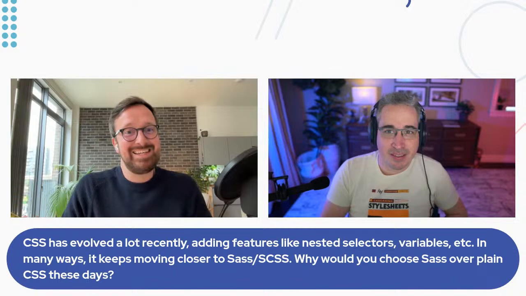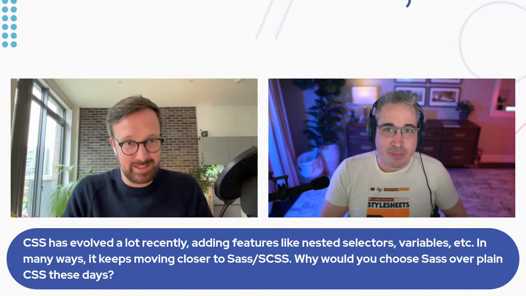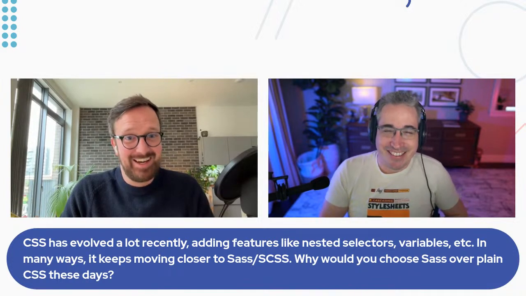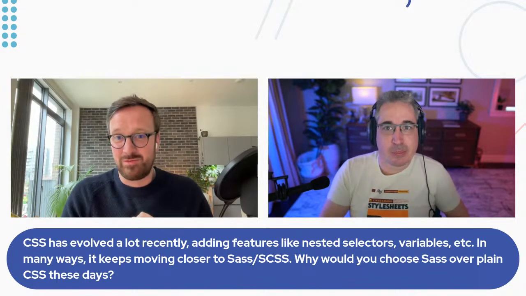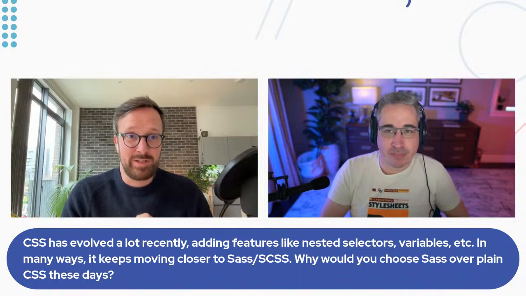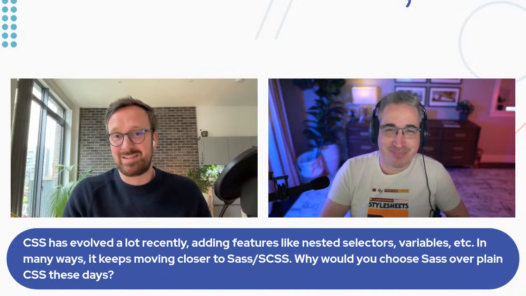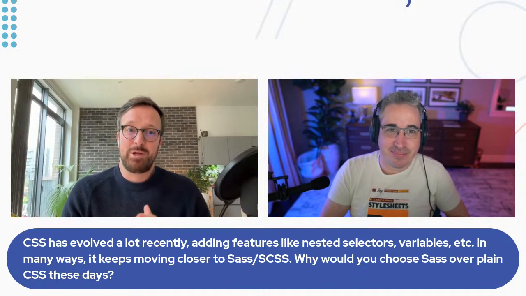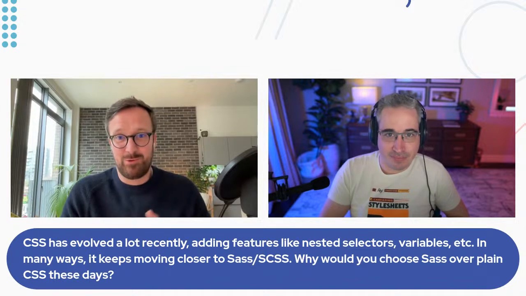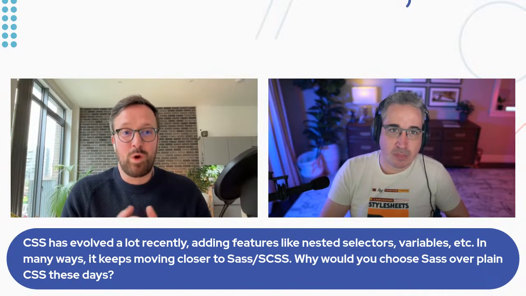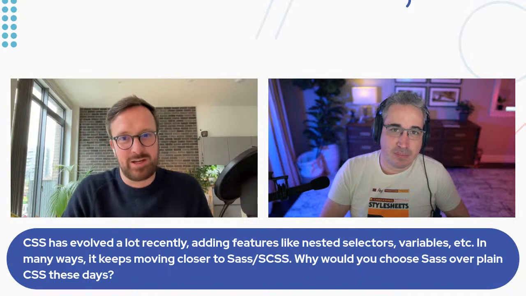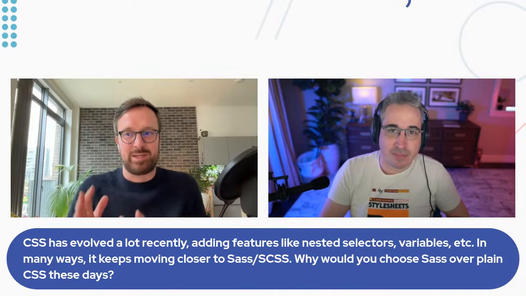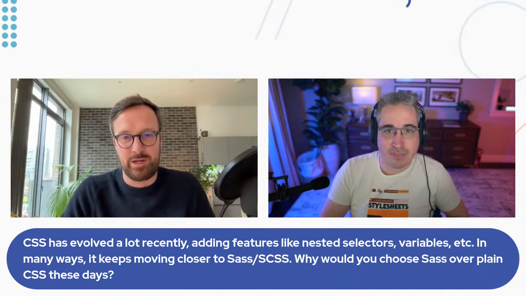Next one. So CSS has evolved a lot recently, and it really has. It's been adding new features like nested CSS selectors, variables, things like container queries, more powerful pseudo class selectors, and all this kind of thing. In many ways, it keeps moving closer to Sass or SCSS. Why would you choose Sass over plain old CSS these days? And also, do you ever see them not necessarily gaining parity, but getting close enough that you might think, like, actually Sass, there's not a huge need for it anymore?